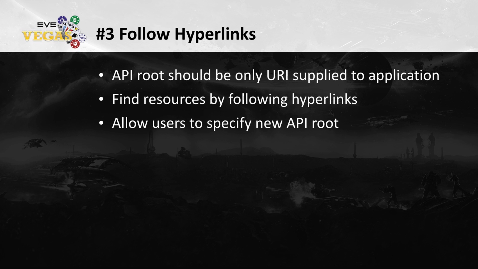So the final rule is you should follow hyperlinks. The only URI that you should ever pass to your application should be the API route. And then you should find the resources you need from that API route by following the hyperlinks. So you may have noticed in the requests I made earlier, a lot of the data that's coming back in the API route was just hyperlinks to other things, right? You have a hyperlink to the characters, a hyperlink to the corporations, a hyperlink to the wars, a hyperlink to all of the other collections of resources within the EVE universe. And that allows you to just request the route and then find the hyperlink to the next resource you need, and you just follow that as if you were a web browser, right?